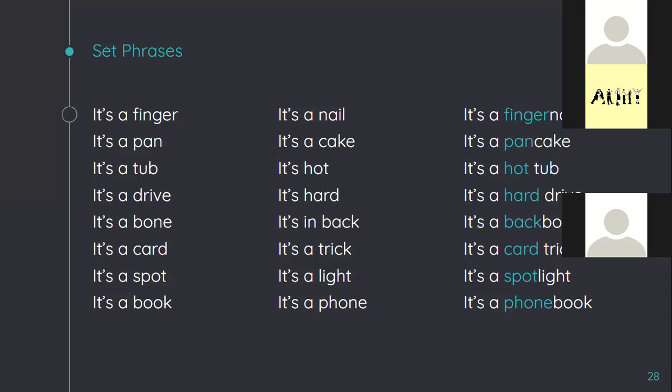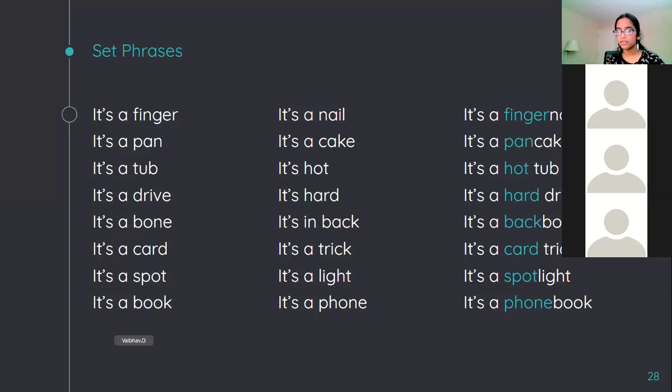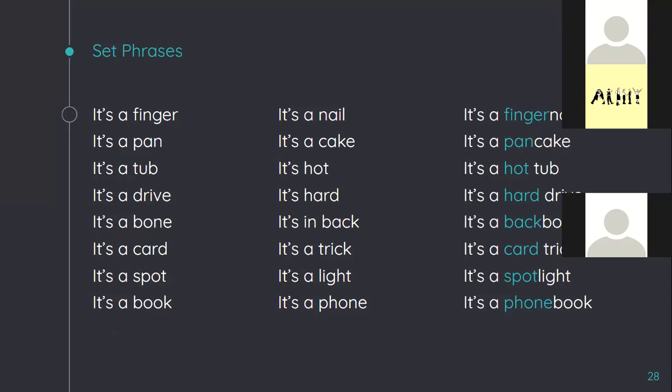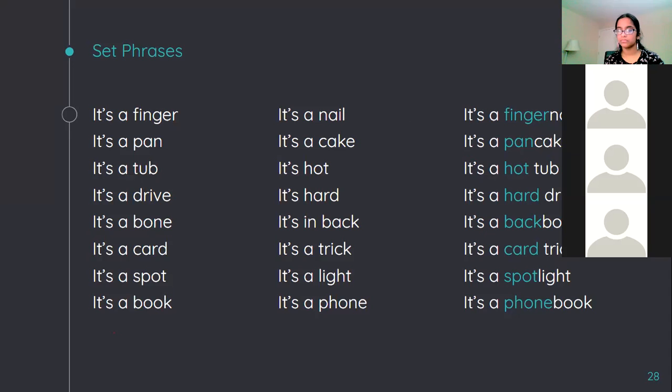Was it Vaibhav? Were you the one that raised the hand? I think it was. Do the next one. Yeah. Okay.